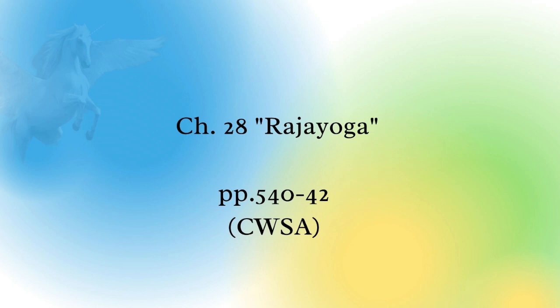So the last 4 are Pratyahara, Dharana, Dhyana, Samadhi. Pratyahara is the 5th, Dharana the 6th, Dhyana is the 7th, and the 8th is Samadhi. So we'll explain all these 4, what Sri Aurobindo is saying. We'll go according to Sri Aurobindo's explanation.